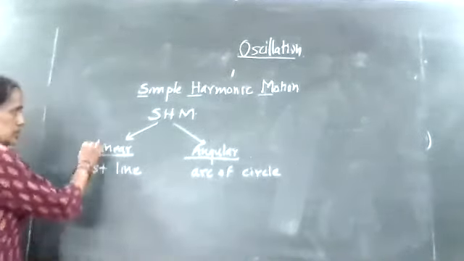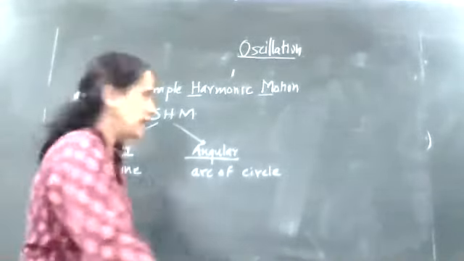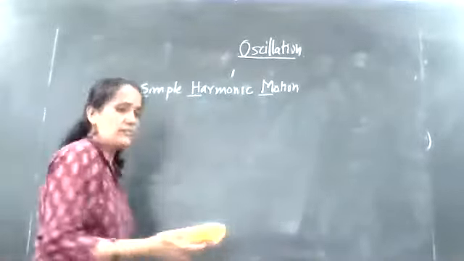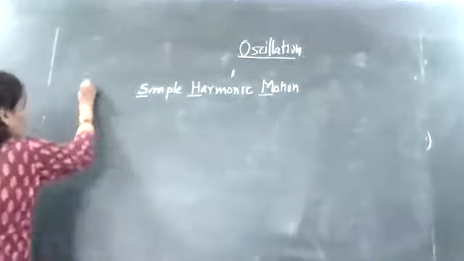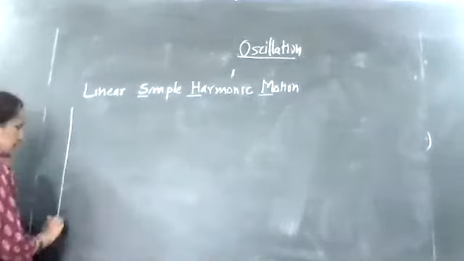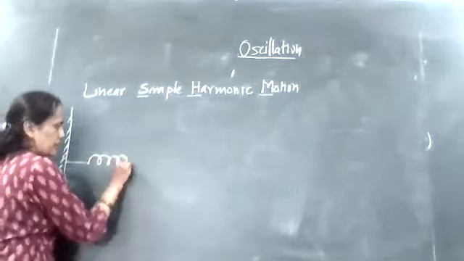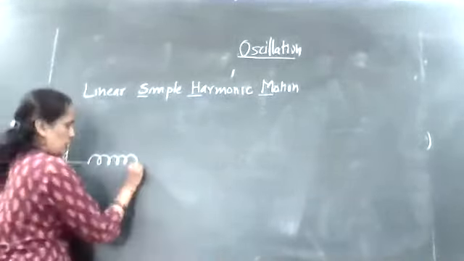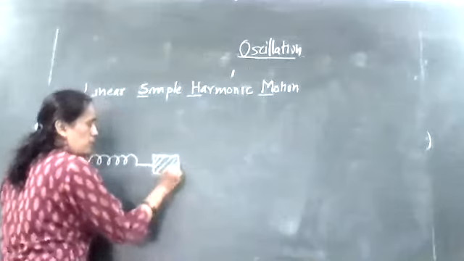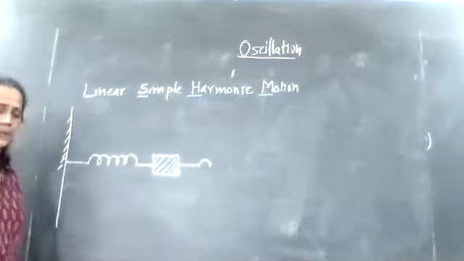So now we are going to concentrate in a more detailed manner on linear SHM. Clear? For linear SHM, I can take a very simple example. Here is one spring whose one end is attached to a rigid support. The other end is connected to one block of mass m, and it is provided with some hook initially.